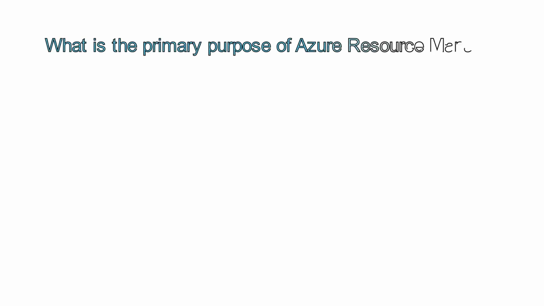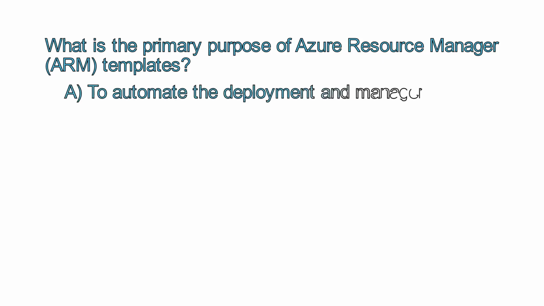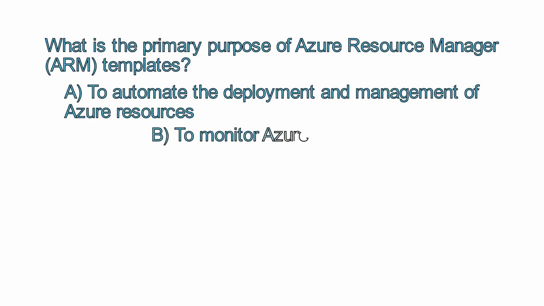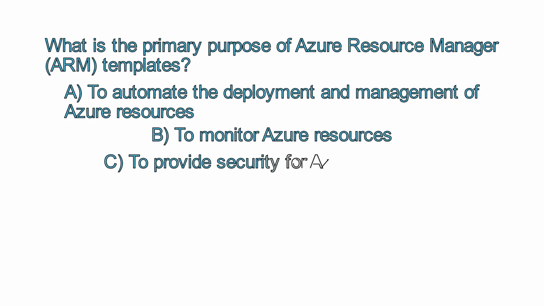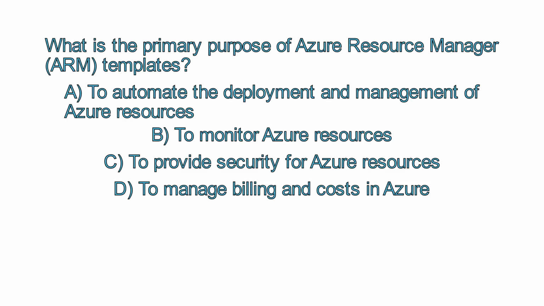What is the primary purpose of Azure Resource Manager ARM templates? A. To automate the deployment and management of Azure resources. B. To monitor Azure resources. C. To provide security for Azure resources. D. To manage billing and costs in Azure.